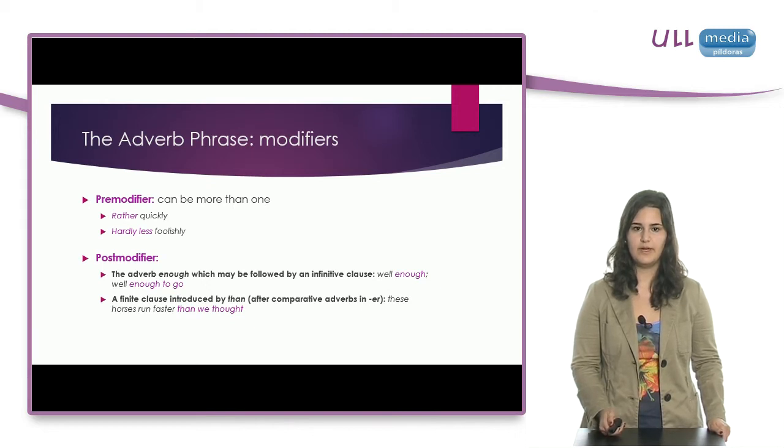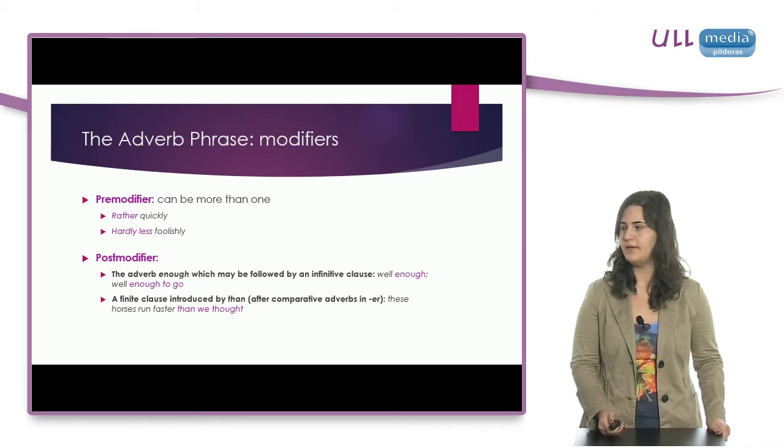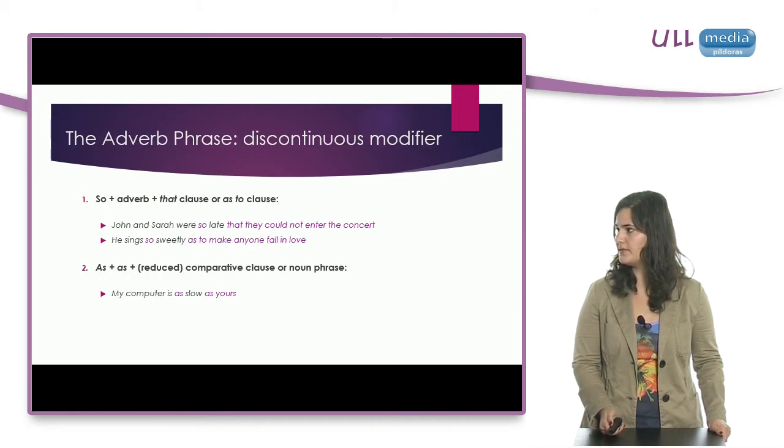The function of pre-modifier of the adverb phrase head can only be realized by intensifying adverb phrases, and we may find an adverb pre-modified by more than one pre-modifier. For example, rather quickly or hardly less foolishly. Post-modifiers can be the adverb enough, which may be followed by an infinitive clause, for example, well enough, or well enough to go, or a finite clause introduced by than. These horses run faster than we thought.